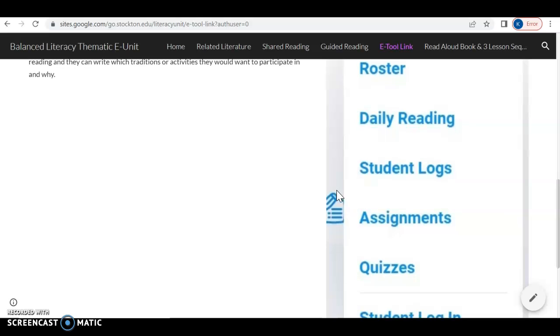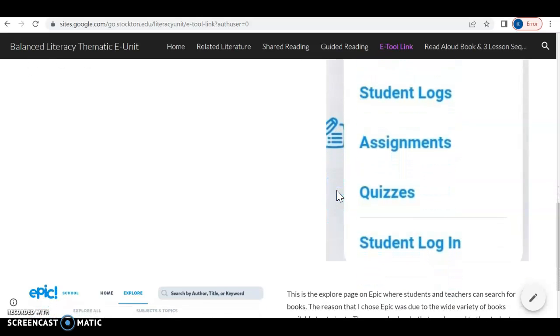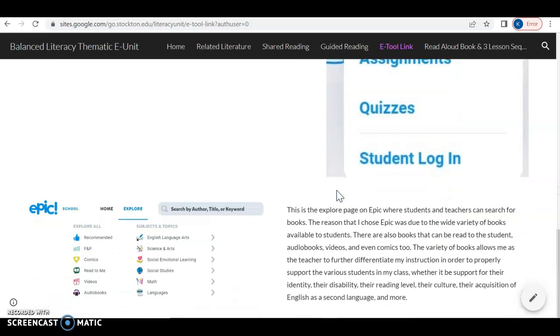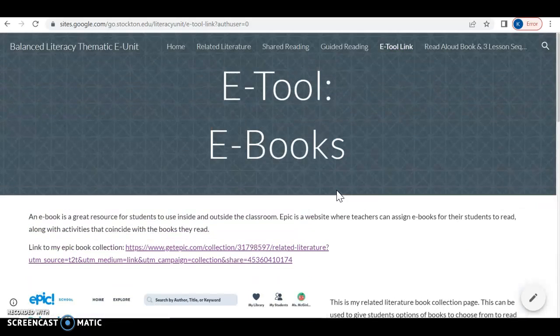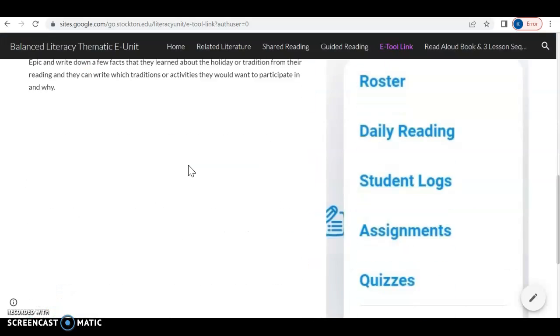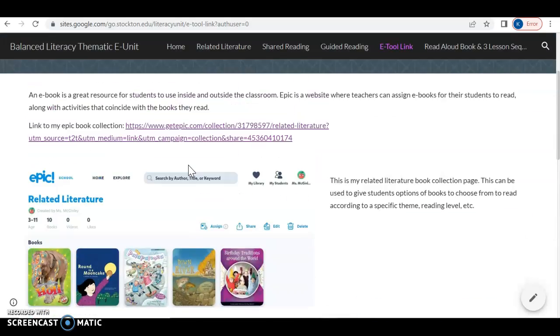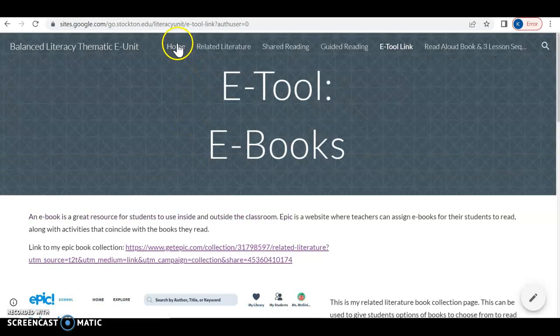An example of this would be that students can complete a writing task that asks students to write a few facts that they learned through reading any book in this unit, and to write about which specific traditions or activities they'd want to participate in when celebrating the tradition or holiday. Here we have my explanation of why I like Epic books as an e-tool. There are a lot of resources on this page for students and teachers to learn to read.